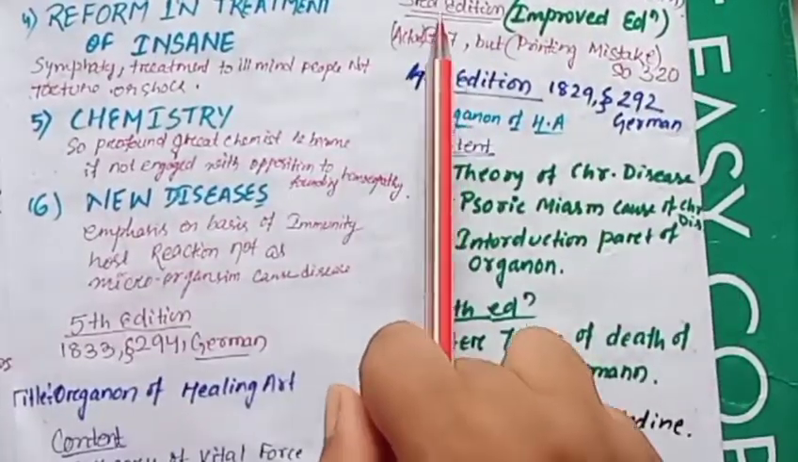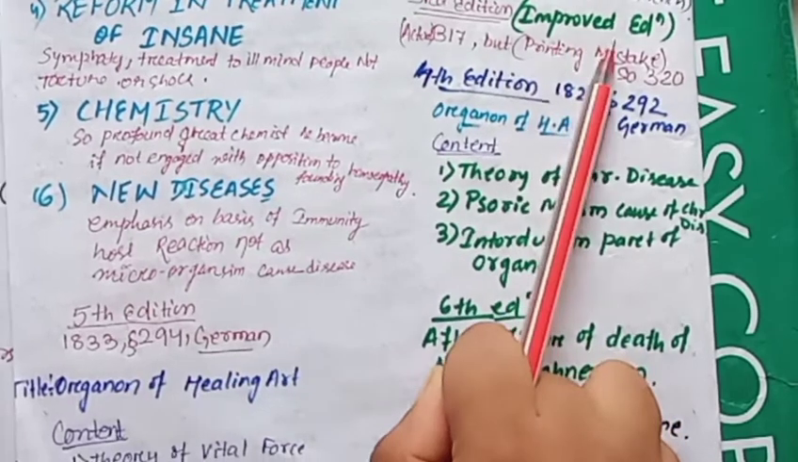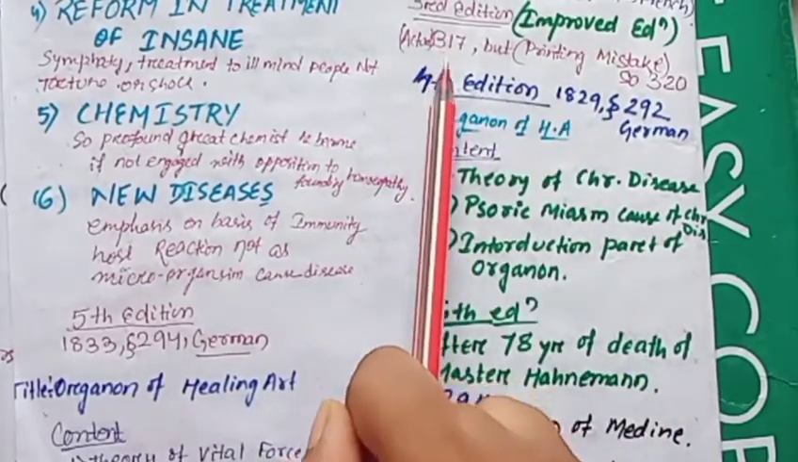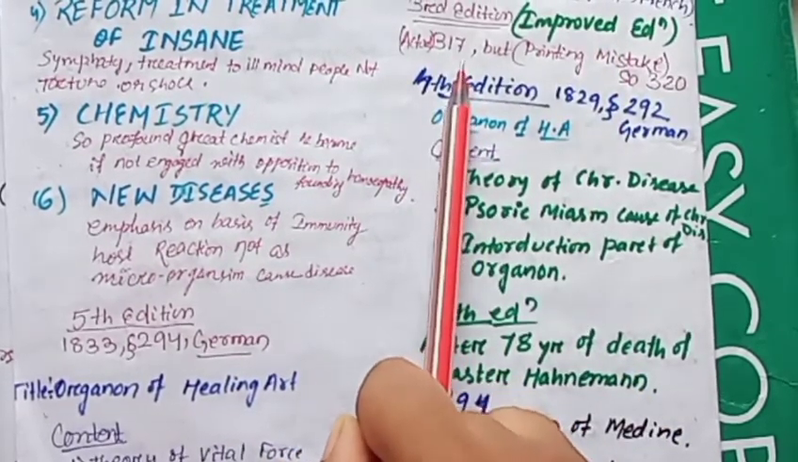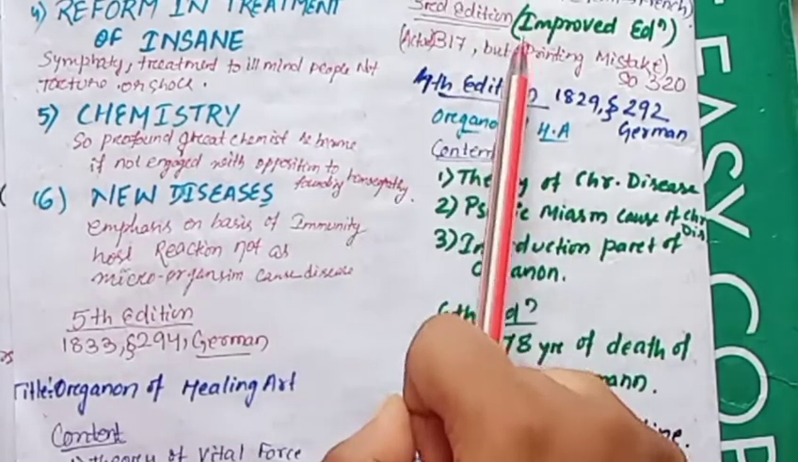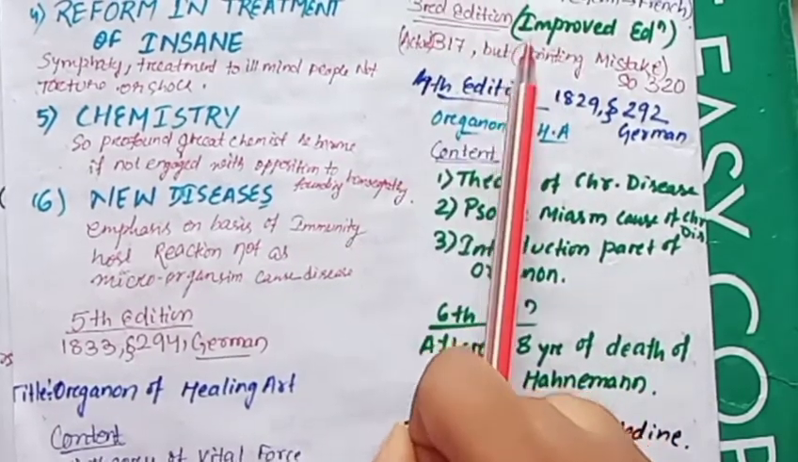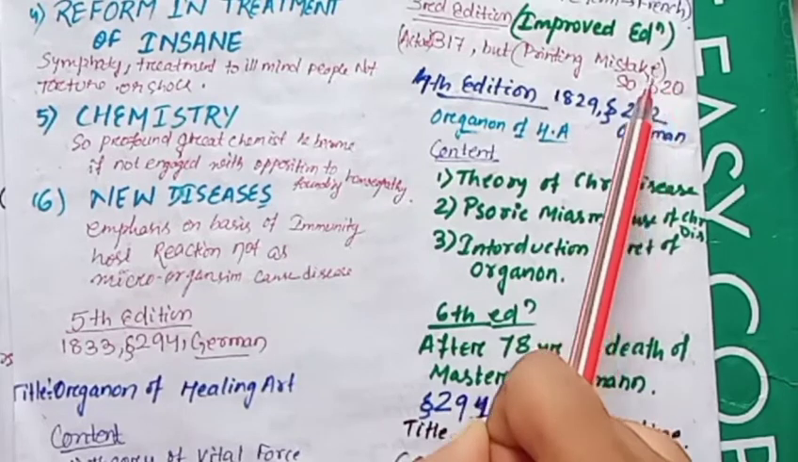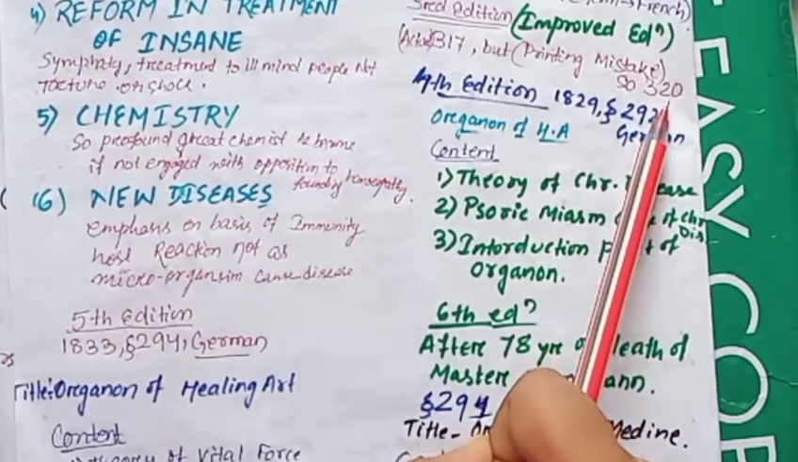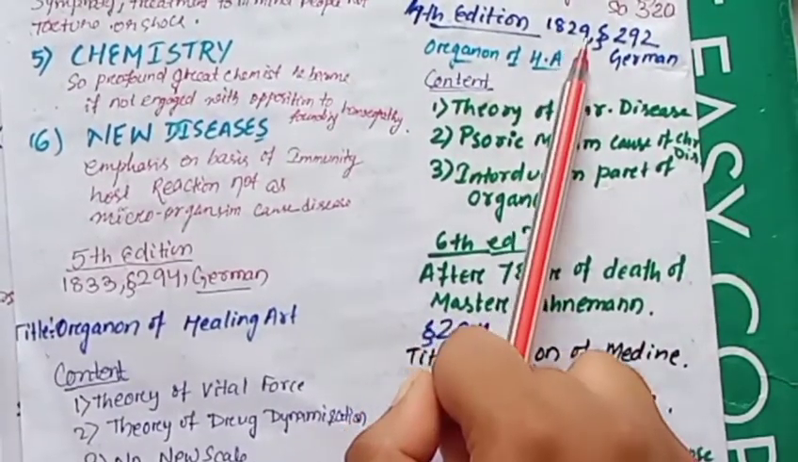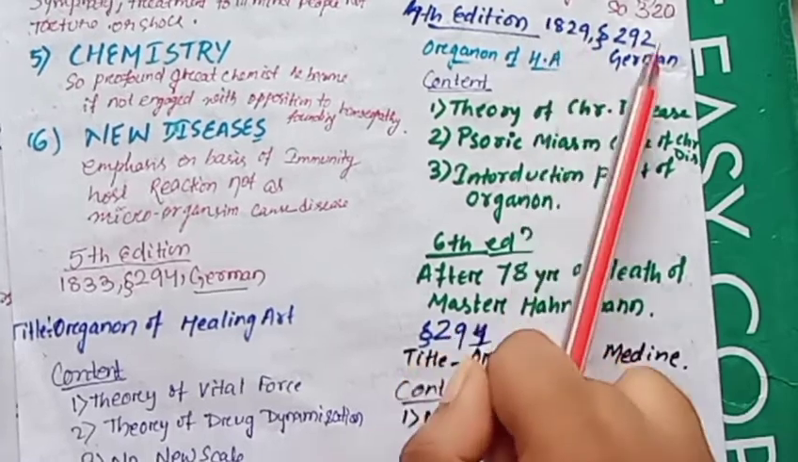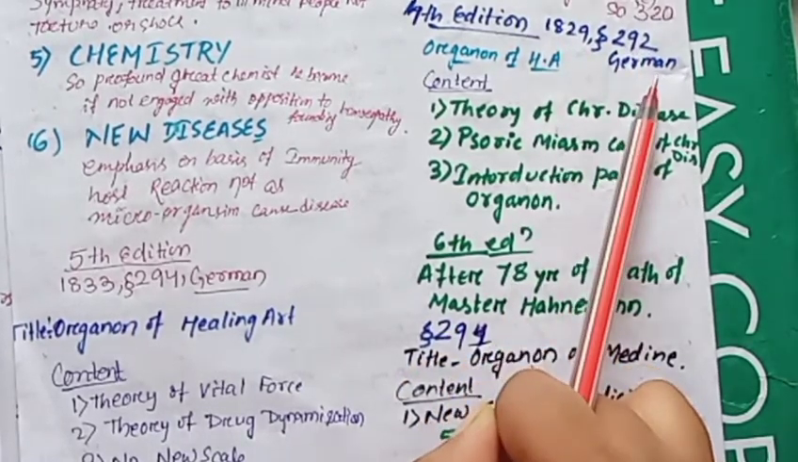The third edition is also called the improved edition. It contains 317 aphorisms, published in 1824. Here a printing mistake occurred, which is why it is written as 320. The fourth edition, which is important, was written in 1829, published with 292 aphorisms, in German language.